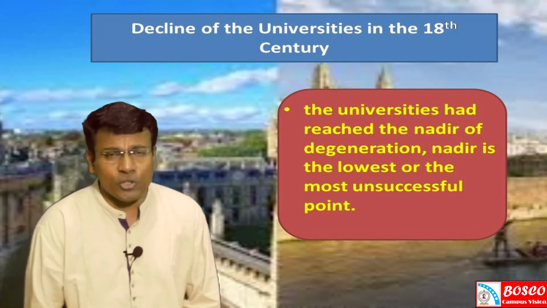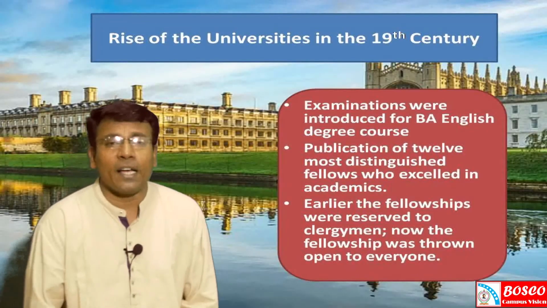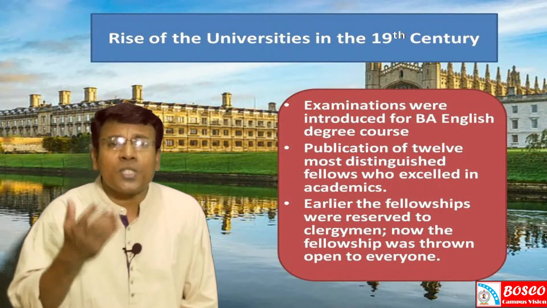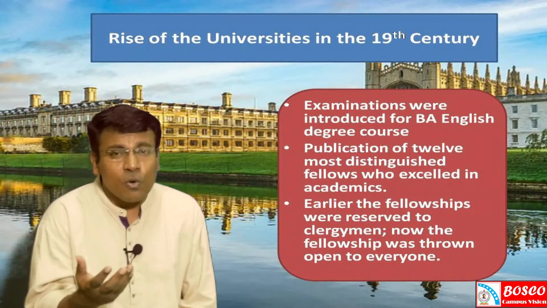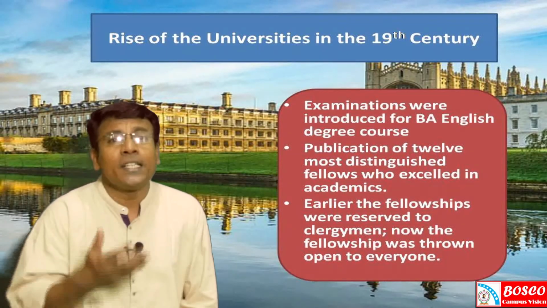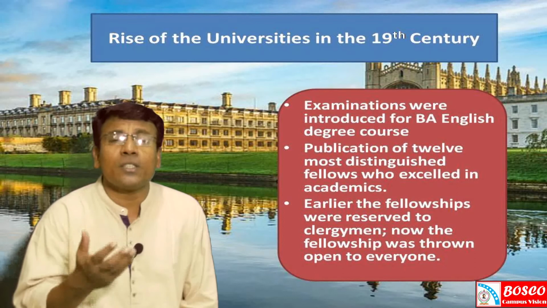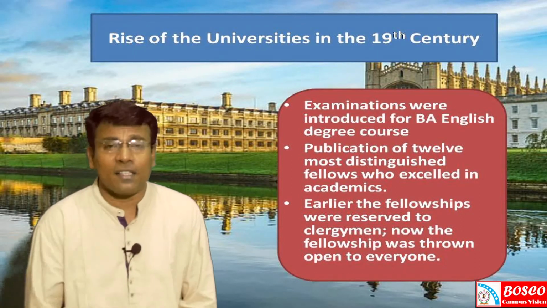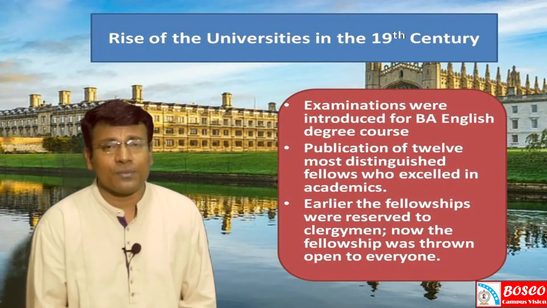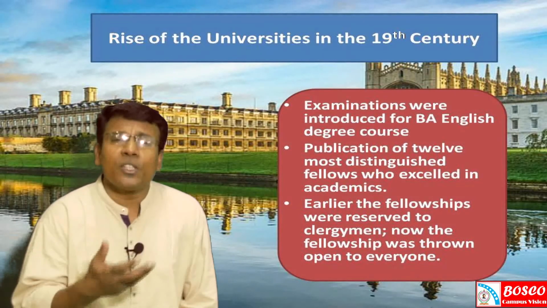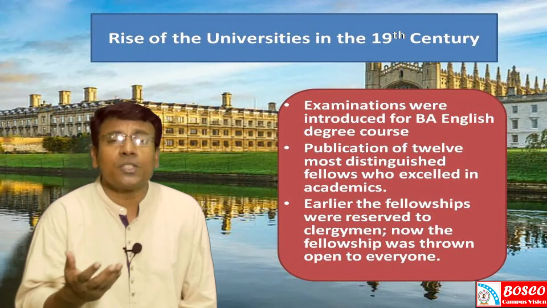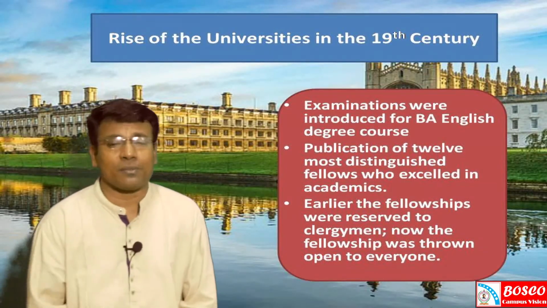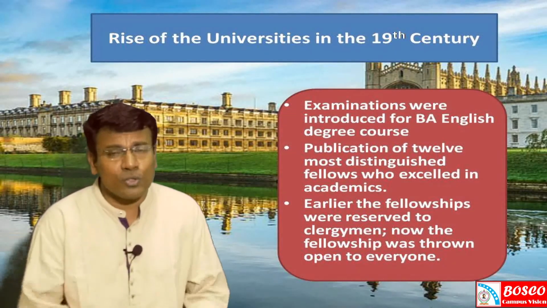Now, in the 19th century, during the Victorian era, we see the reforms taking place in these universities. Some rejuvenation or some rebirth is taking place in these universities during the Victorian era, during the 19th century. Now, what were some of the reforms or rejuvenation that was brought about in the universities of Oxford and Cambridge? We shall see one or two or three of them.